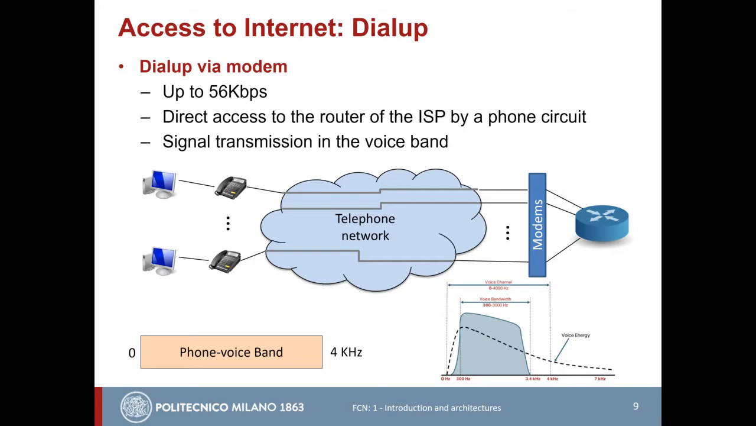So in the access area, you have different solutions. In the past, residential users were connected to internet using the so-called dial-up modem, and this solution was the only possibility in order to reach a vast number of users, because everybody had a telephone network at home. So with the dial-up modem, people could send data using exactly the same network that was used for the telephone service.